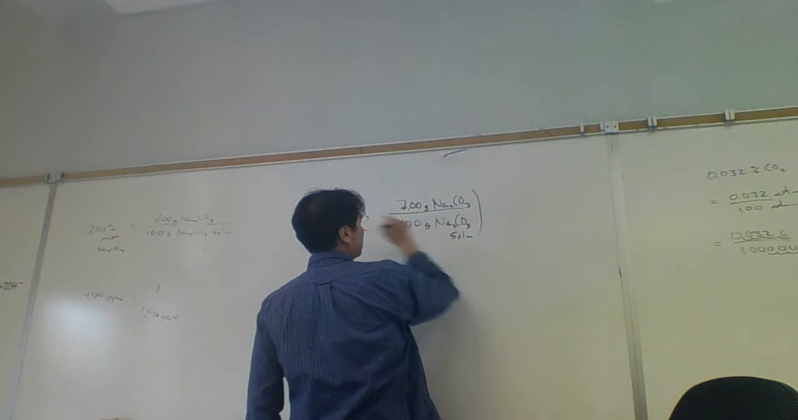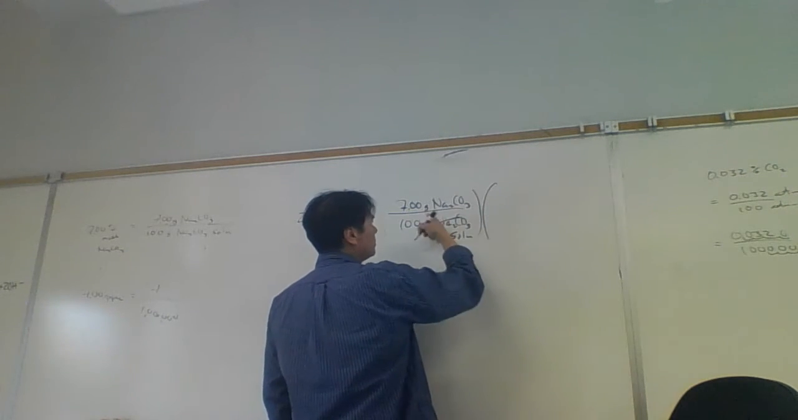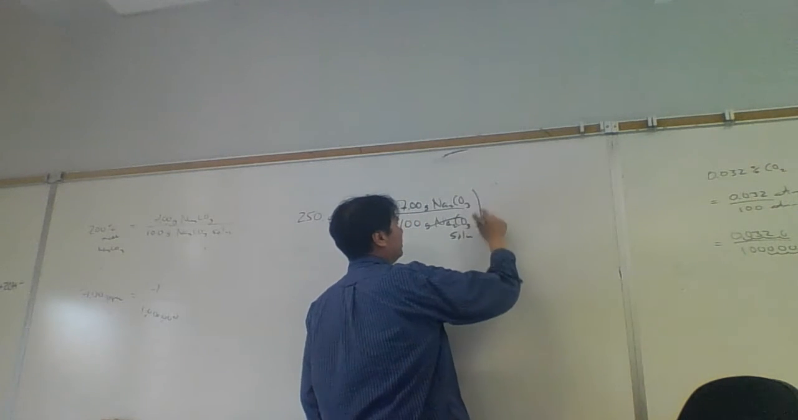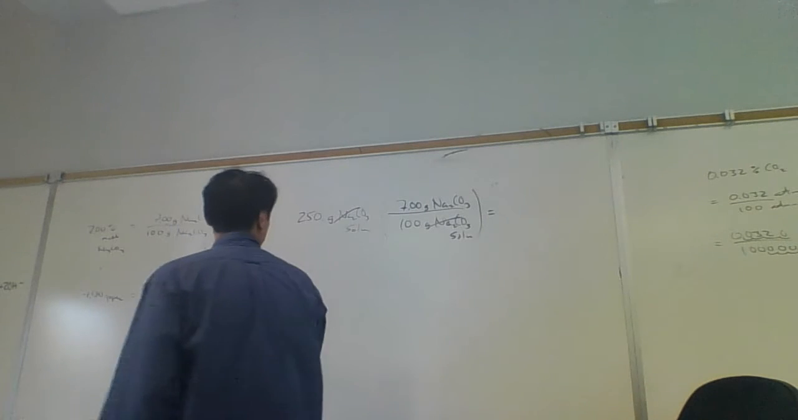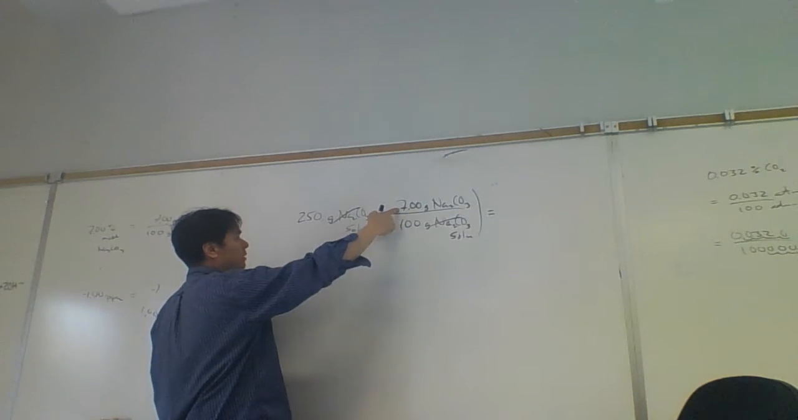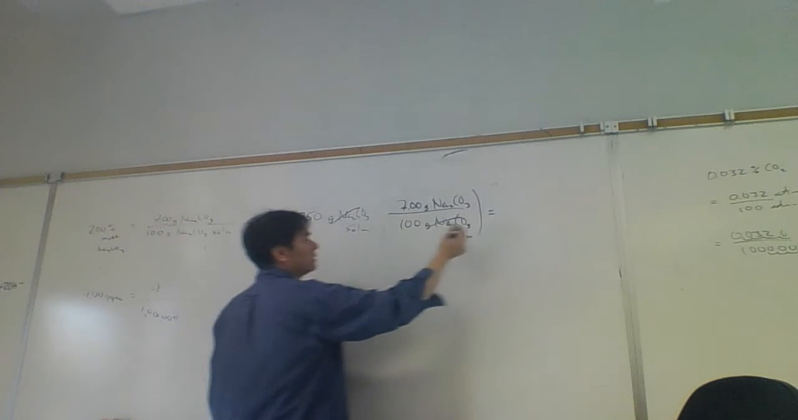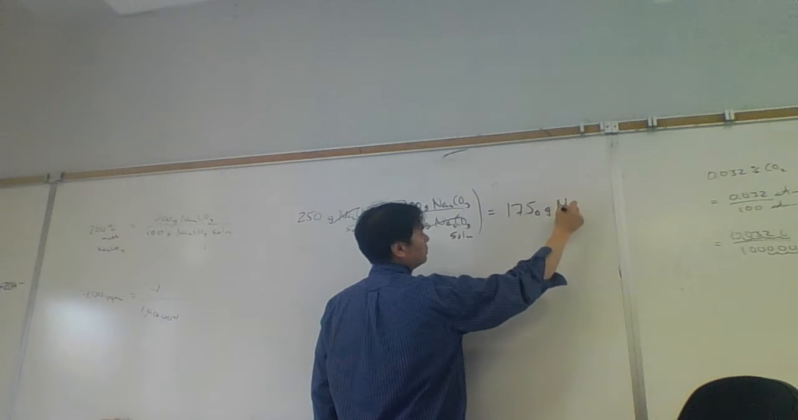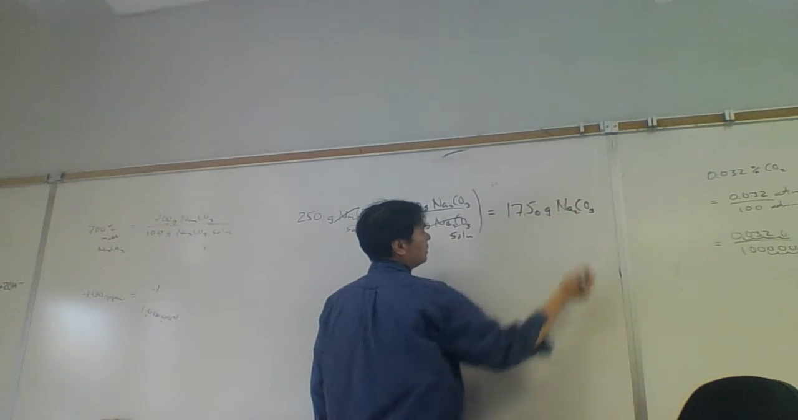So grams of sodium carbonate solution cancel. That gives us pure sodium carbonate here. So what mass in grams? Now we're done. So what is this? Well, for every 100 we need 7, so 200 will need 14, and then half of 7 is 3.5, so we're going to need 17.5 grams of pure sodium carbonate.